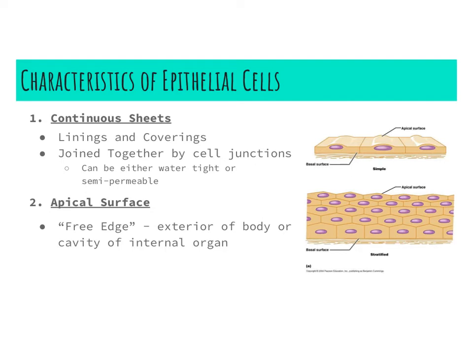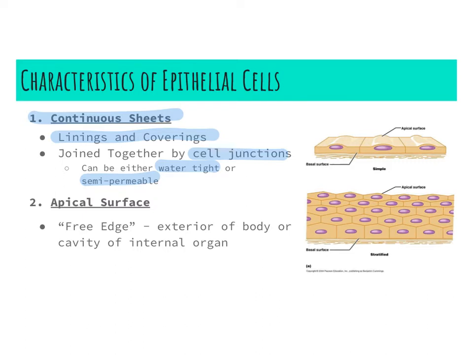First, some general characteristics of epithelial tissue. Epithelial tissues are continuous sheets of cells. So when you think about them, think of linings and coverings. What I mean by that is think of the linings of the cavities of your body or things covering the surface of your body. So think of long continuous sheets. They are joined together by something called cell junctions. These cell junctions can either be watertight or semi-permeable. Watertight means it does not allow anything to pass through, and semi-permeable means that things are able to diffuse across.